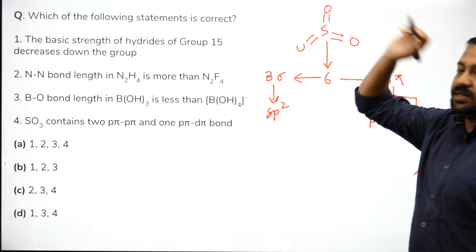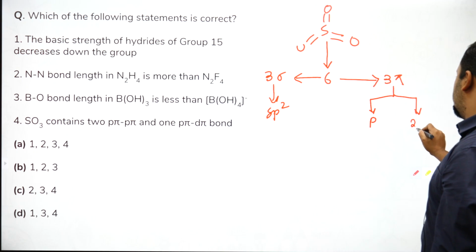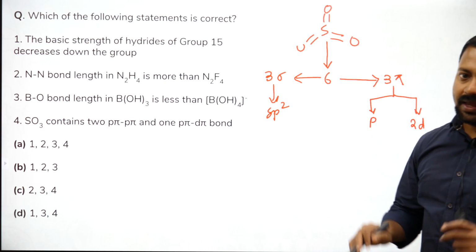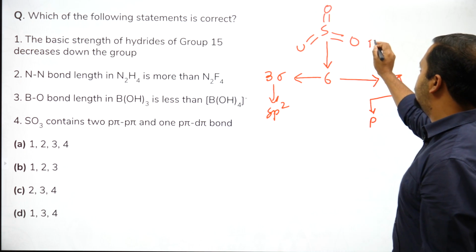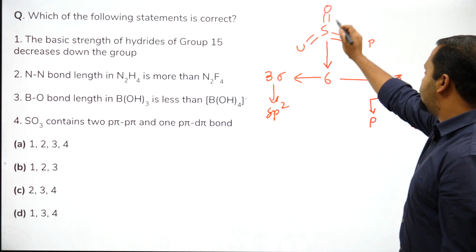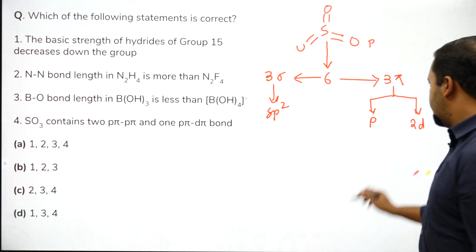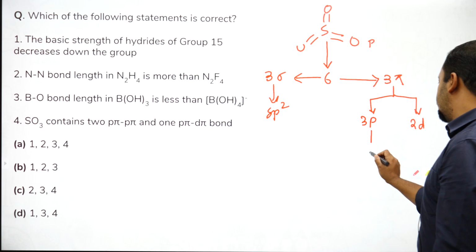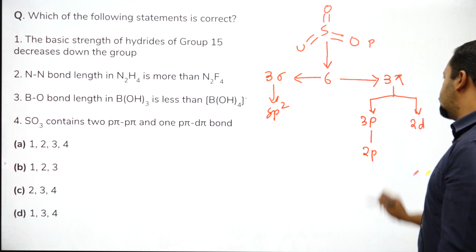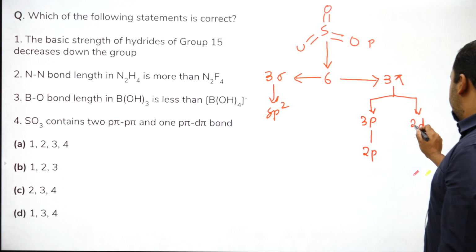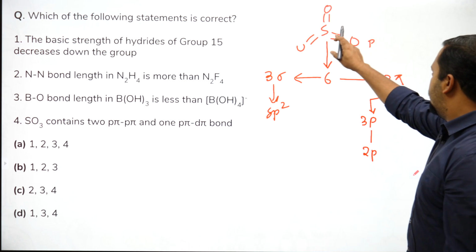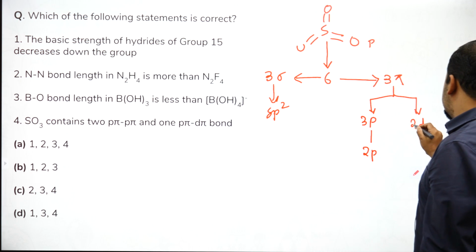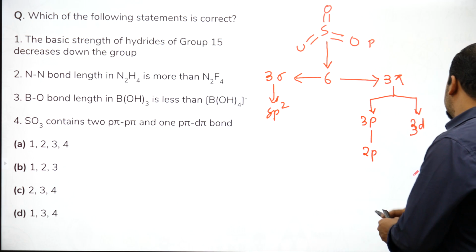And since sulfur is present in the third period, it will use d orbitals. Oxygen is present in the second period, so it can only utilize p orbitals. So if sulfur and oxygen need to form a pi bond, it will form a pi bond using the 3p of sulfur and 2p of oxygen. And if sulfur needs to form another 2 pi bonds, it will utilize 3d orbitals.